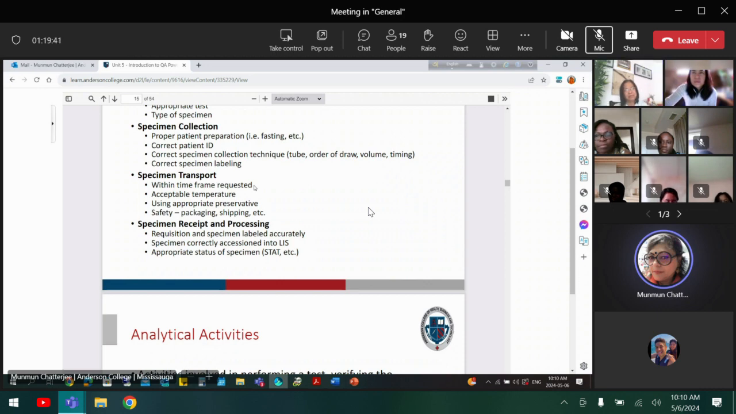So that's 15 minutes. Minimum 15 minutes. Yes, okay. So that means after separating the serum or plasma, you have to send the serum and plasma within 2 hours, right? Yes, for testing. Everything is clear?